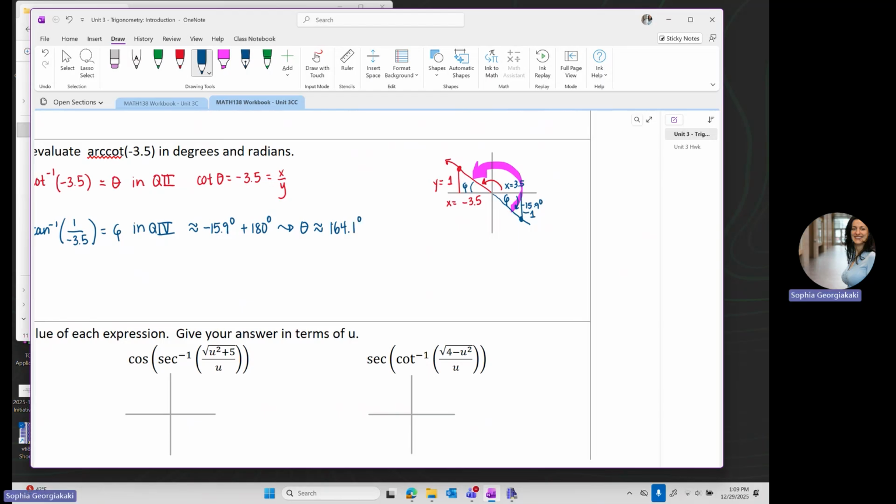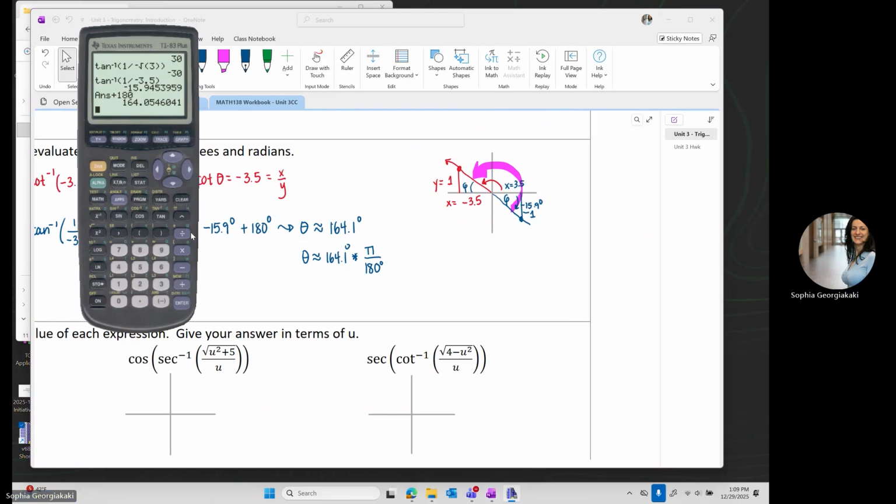To convert this to radians, obviously I can change my calculator to radians, or I can multiply by pi and divide by 180, which is the ratio for converting degrees to radians. So times pi and divide by 180. And in radians, it is 2.86 radians.